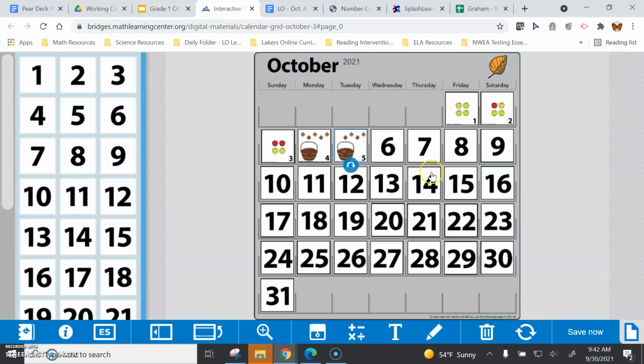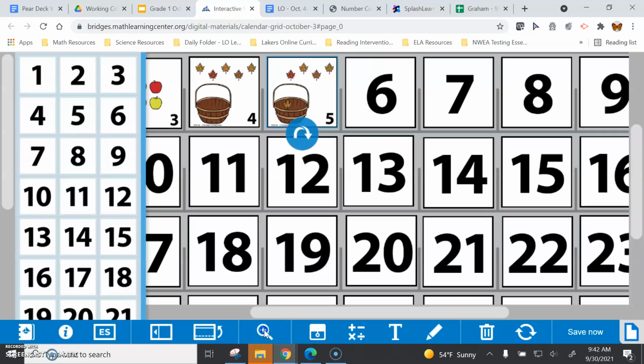All right, we found out with yesterday's calendar, we had 4 leaves that were not in the basket and 1 that was in it. What will we find today? I wonder. Dun, dun, dun. Oh my goodness, we have 2 leaves in the basket now and 3 that are not in the basket.